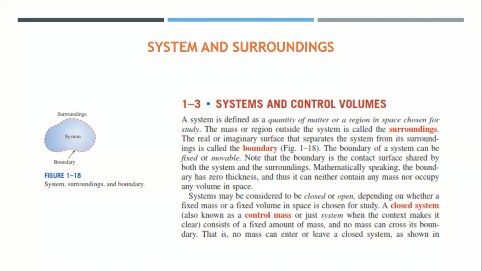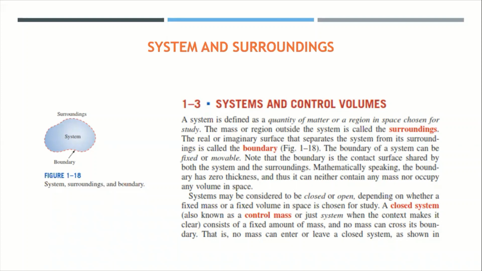In an open system, both mass and energy can transfer. Mass can be transferred from the system to the surroundings. Similarly, energy can transfer into the system and from the system to the surroundings. So this type of system is called an open system.